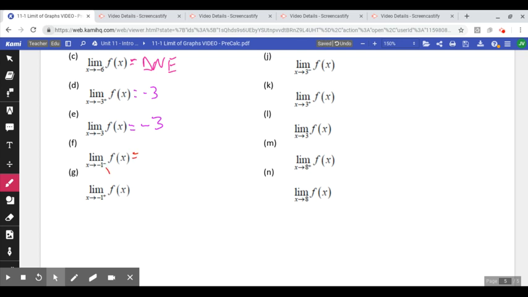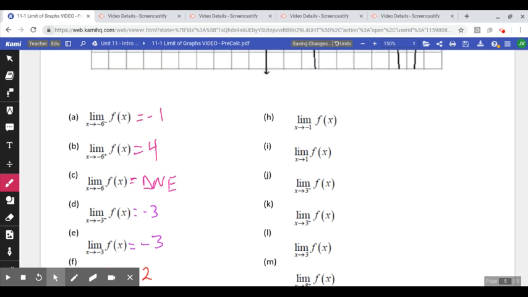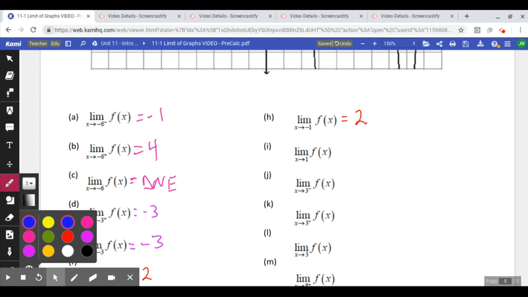So we can say the limit as x approaches -1 from the left, that's what the little negative sign means right there, that happens to be 2. The limit as x approaches -1 from the right, that's the little plus sign, that's 2. And because the limit from the left is the same as the limit from the right, the two-sided limit will be also the same.